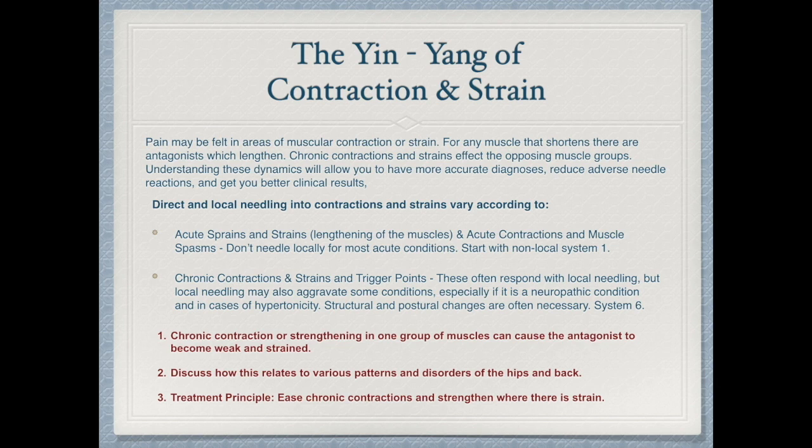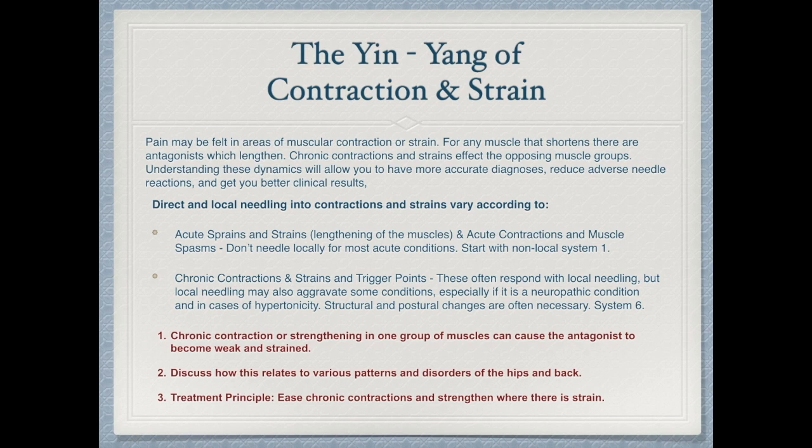The next point in red reads, chronic contraction and strengthening in one group of muscles can cause the antagonist to become weak and strained. So we've discussed this, but I just want to emphasize it, because when you contract muscles, it strengthens them. This is what people that go to the gym do: they focus on contracting the muscles using weights, and that helps to strengthen them. Now, if you only strengthen one muscle group and not the antagonists, then that will cause weakness. For instance, if you only focus on strengthening the biceps, then the triceps will become weak.